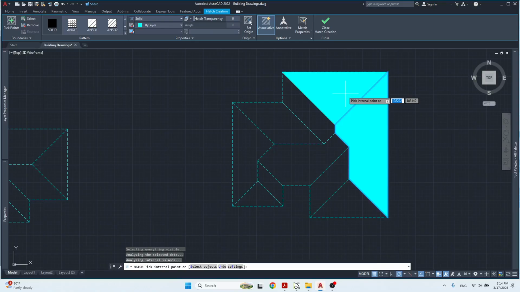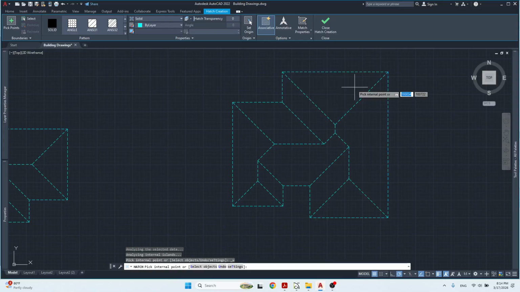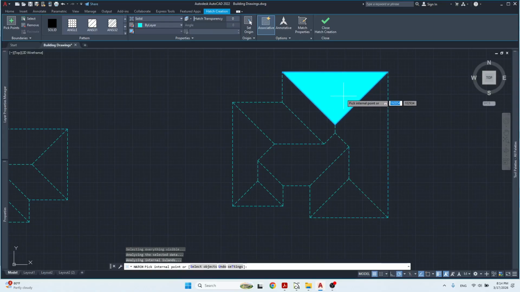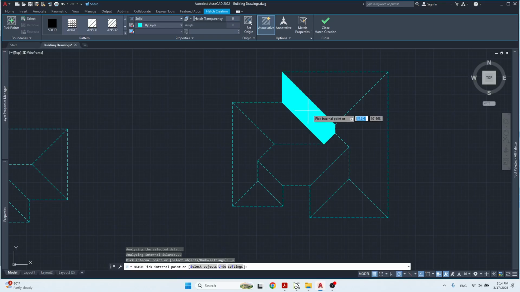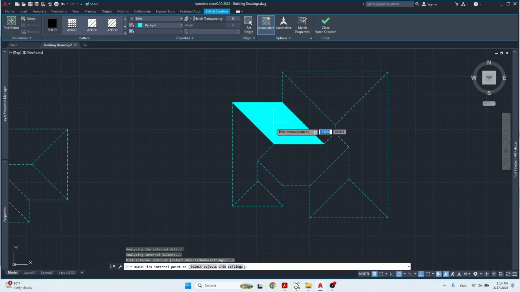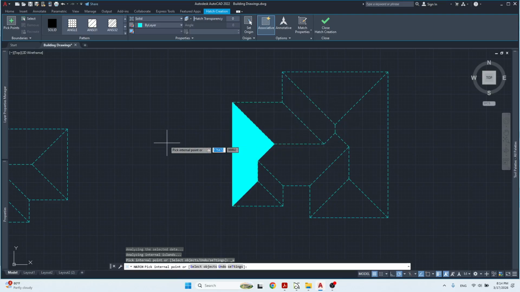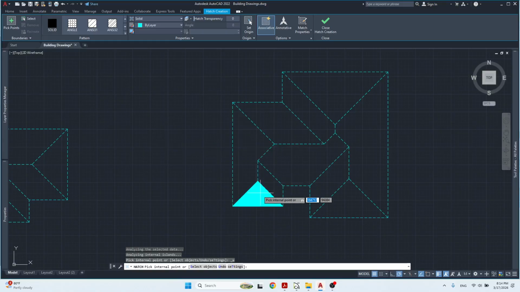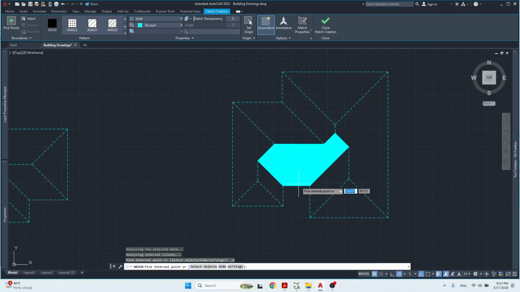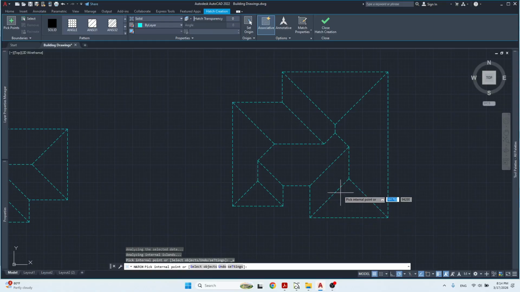Then we have this slope of the roof right here, and then we have this slope which water would go this way, right? Then we have this slope which water would go that way. This slope, water would flow that way, right to left. This one sloping that way, this one sloping that way, and this one here sloping this way. This one sloping that way, this one sloping that way.